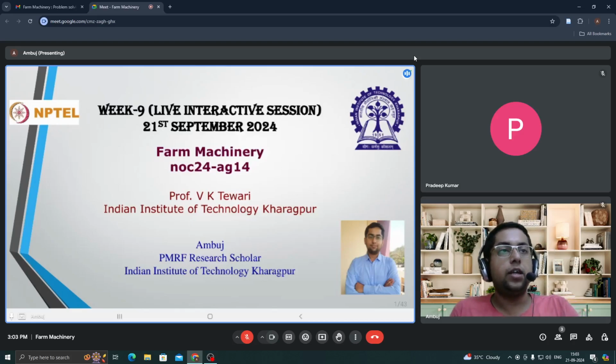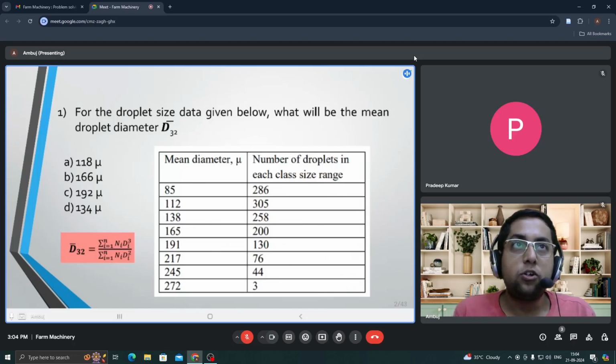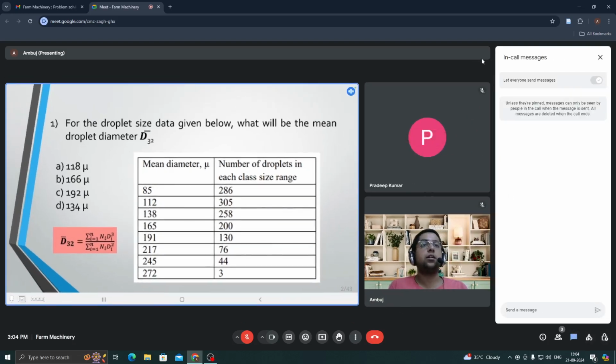Okay, so the very first question for the day is this one. For the droplet size data given below, what is the mean droplet diameter D32? Mean droplet diameter is also known as D32. It's an important parameter to judge the droplet size which is coming out of a sprayer, how our nozzle is functioning, and whether the droplet size as well as the spray pattern is up to the standard which we want. So that is an important parameter.